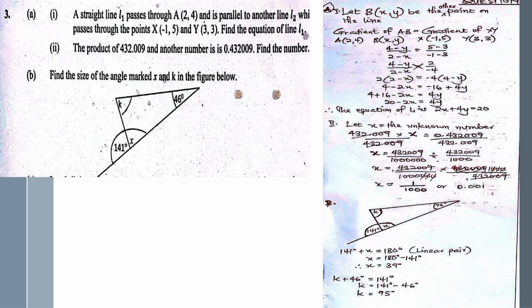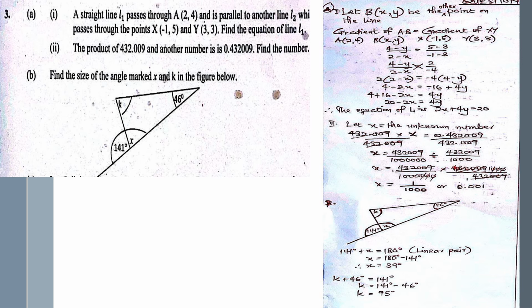Number 3 A I, it says a straight line L1 passes through point A (2, 4) and is parallel to another line L2 which passes through the points X, which is (-1, 5), and Y, which is (3, 3). You have to find the equation of line L1. So to find the equation of line L1, that's finding the equation of a straight line. First, let's find the gradient.